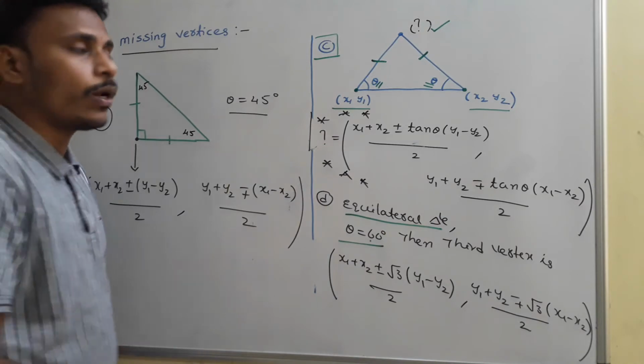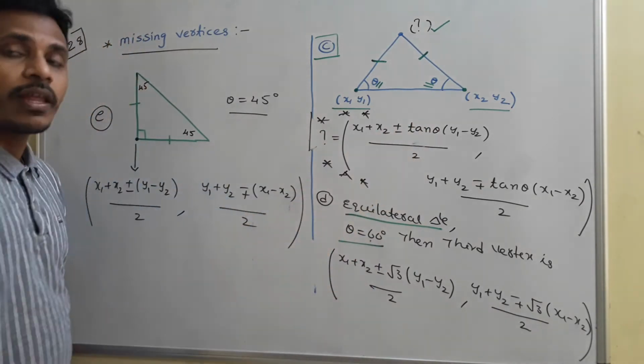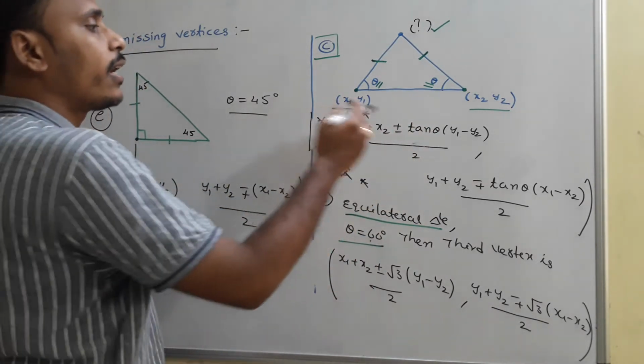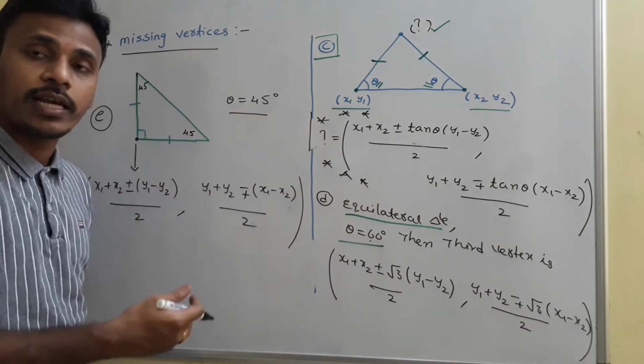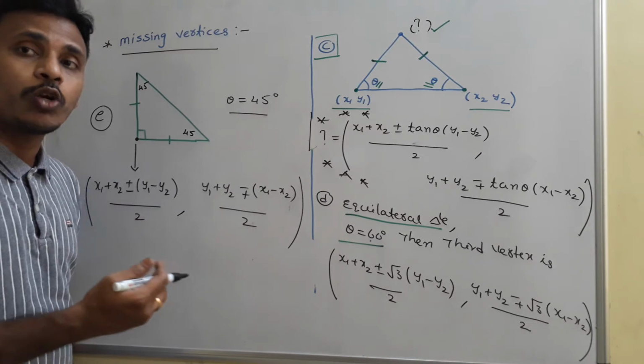If it is equilateral, replace theta with 60. If it is an isosceles right angle triangle, replace theta with 45. If it is some other special isosceles triangle, replace theta according to the problem.